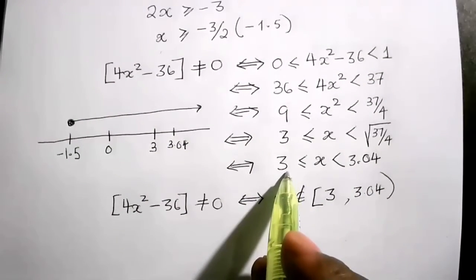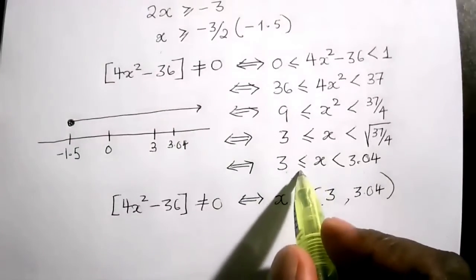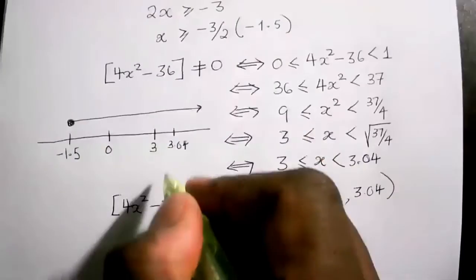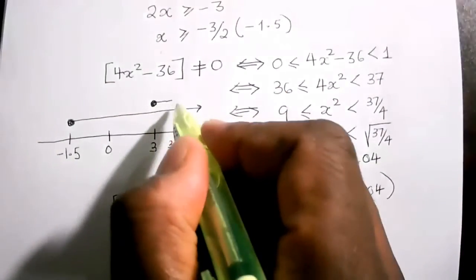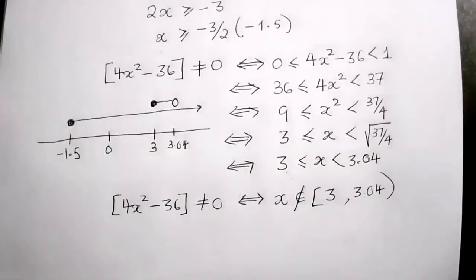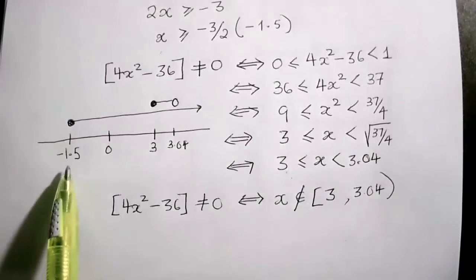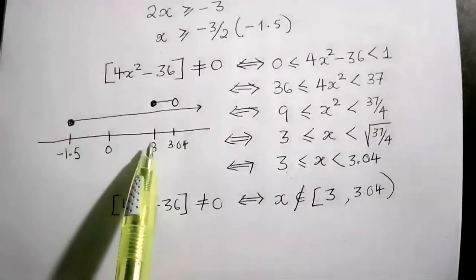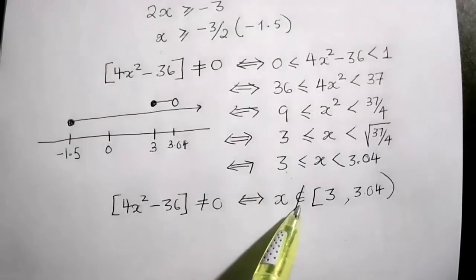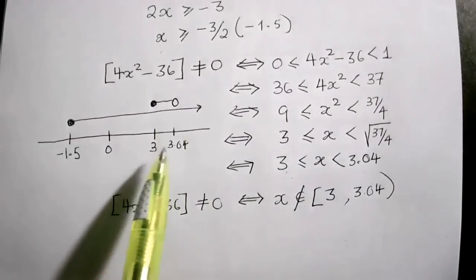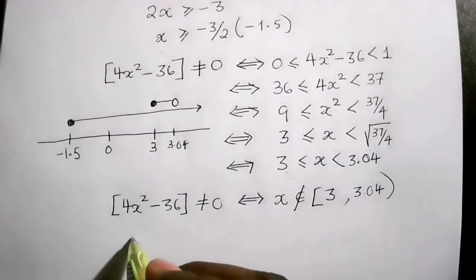But then I need to exclude this particular interval, so let me put it on top here, 3 up to 3.04 is excluded. So it means our domain is starting from negative 1.5, gets to 3, and we jump this interval because we're excluding it. We jump that interval, and then we continue thereafter from 3.04 up to positive infinity.